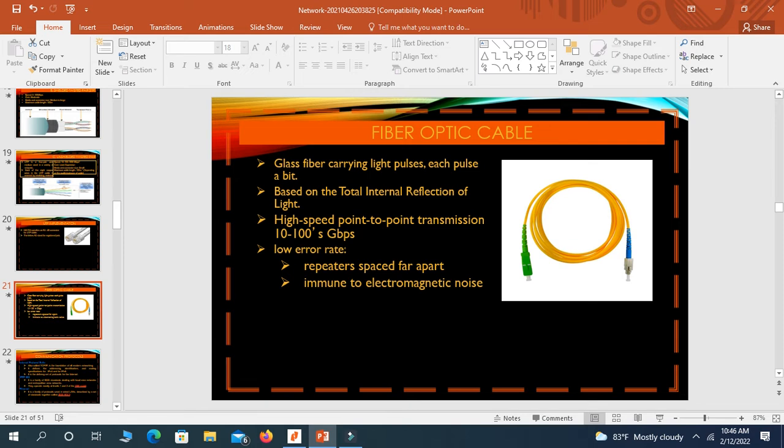We have low error rates. Repeaters are spaced far apart. It is immune to electromagnetic noise.